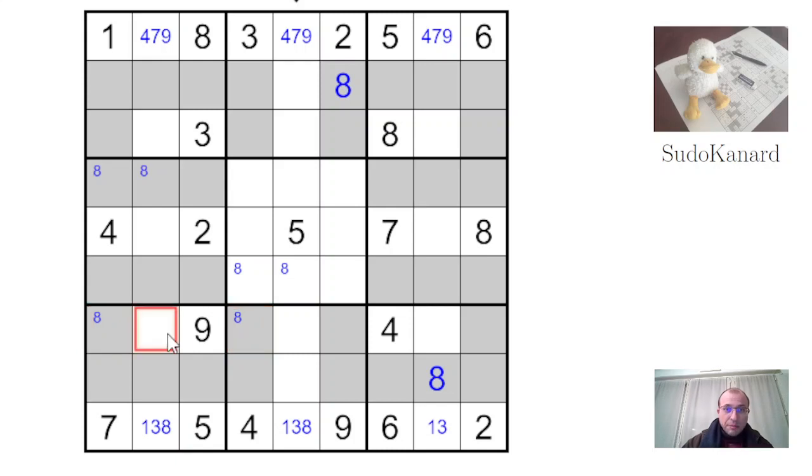So 8 does not appear here, but it could still be here. It could still be here. I think that's it for digit 8. So those two given digits were very helpful to begin with.